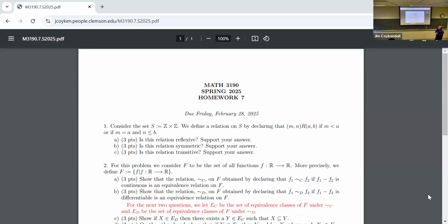A, is this relation reflexive? Tell me why. Is the relation symmetric? Tell me why. And is the relation transitive?